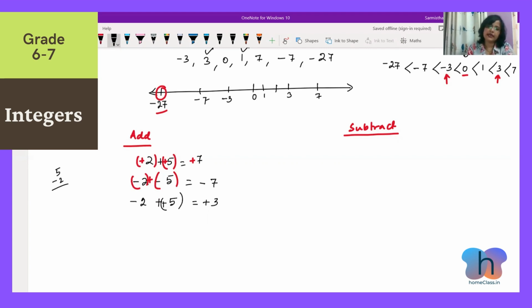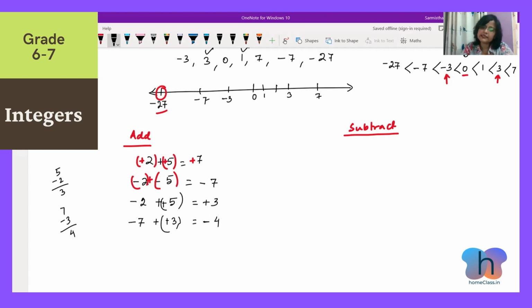Now if my number is -7 and my plus number is +3, then what will be my answer? Again, recheck which digit is bigger. 7 is bigger, so we will take the negative sign, and we minus the smaller number from the bigger number. So here it is 4. So -4 will be our answer.